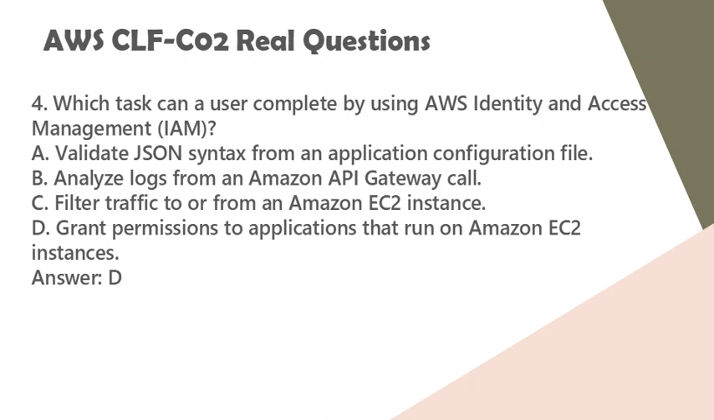4. Which task can a user complete by using AWS Identity and Access Management (IAM)? A. Validate JSON syntax from an application configuration file. B. Analyze logs from an Amazon API Gateway call. C. Filter traffic to or from an Amazon EC2 instance. D. Grant permissions to applications that run on Amazon EC2 instances. Answer: D.